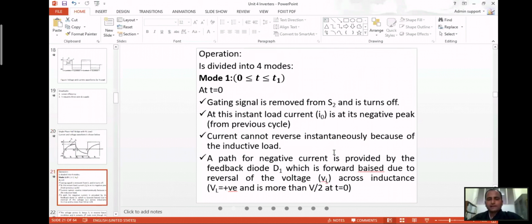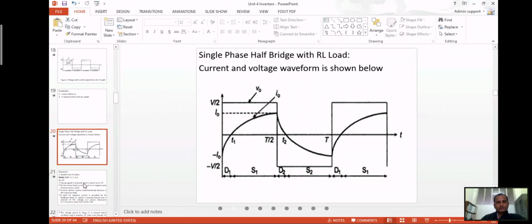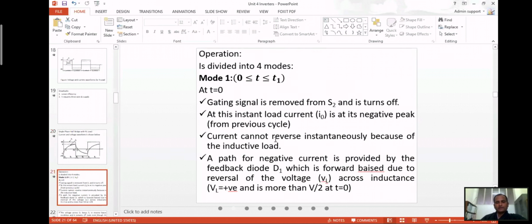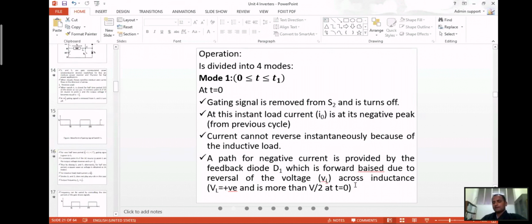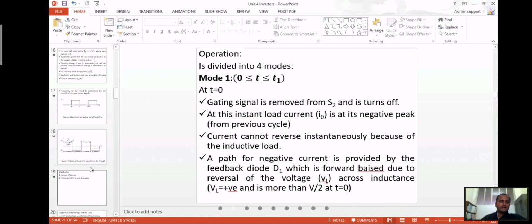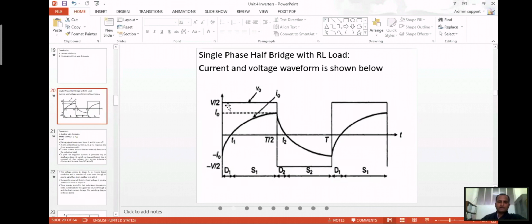Current cannot reverse instantaneously because of the inductive nature of the load. So a path for the negative current is provided as feedback through the diode D1, which is forward biased due to the reversal of the voltage across the inductor. So it is more than V by 2 at t equals 0, and D1 is conducting.